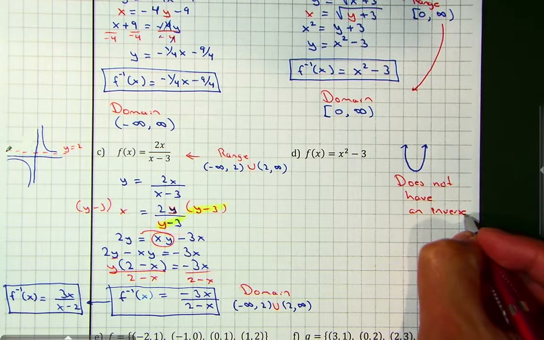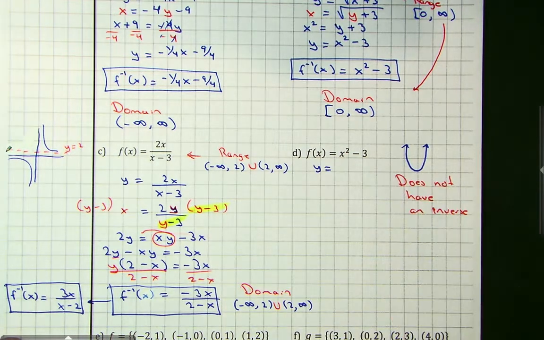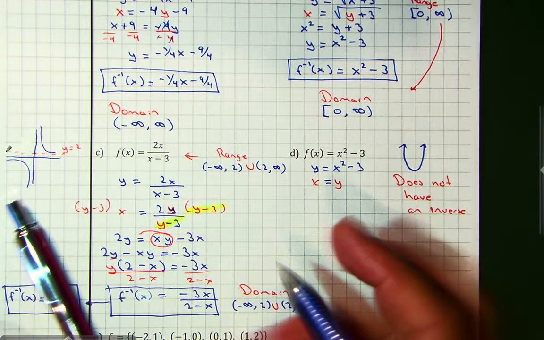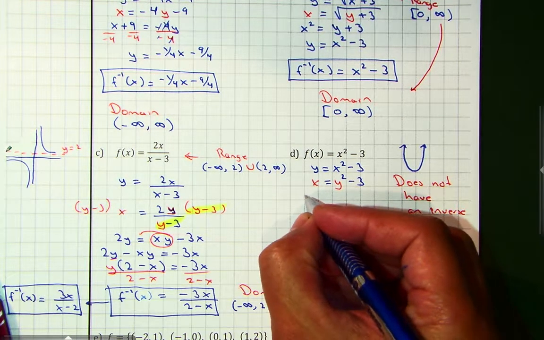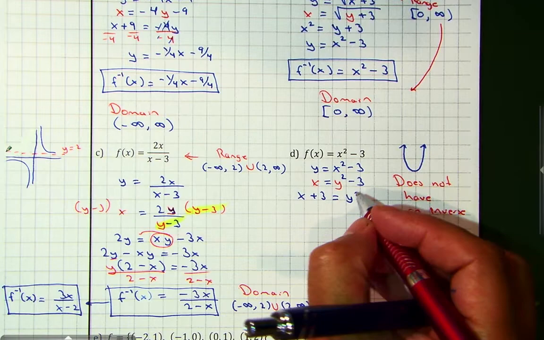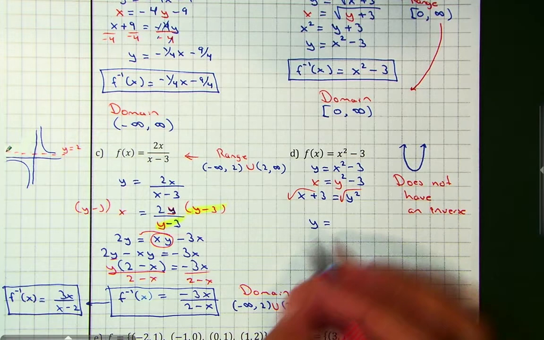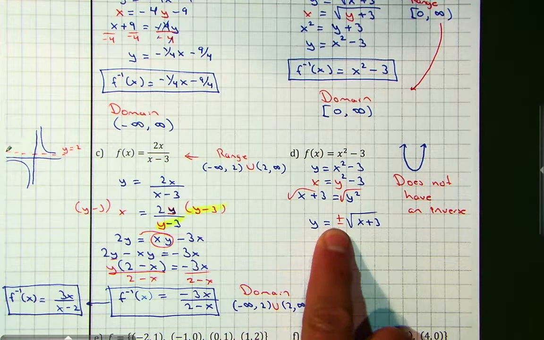And you'll notice that it doesn't have an inverse because whenever you're trying to find the inverse, I'm going to replace this with y. The y becomes an x and the x becomes a y. And solve for y. So I end up with x plus 3 equals y squared. Take the square root on both sides. So therefore y equals plus or minus square root of x plus 3. And that will make it not an inverse function because you have the positive and the negative.